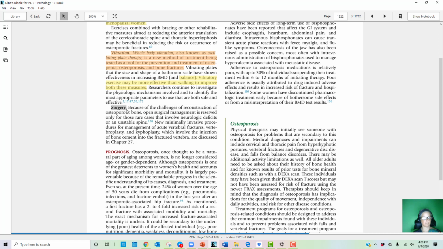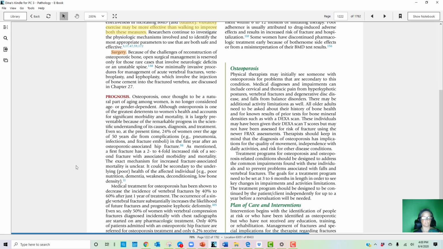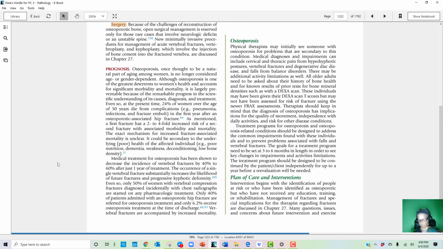Surgery. Because of the challenges of reconstruction of osteoporotic bone, open surgical management is reserved only for those rare cases that involve neurologic deficits or an unstable spine. New minimally invasive procedures for management of acute vertebral fractures are vertebroplasty and kyphoplasty.